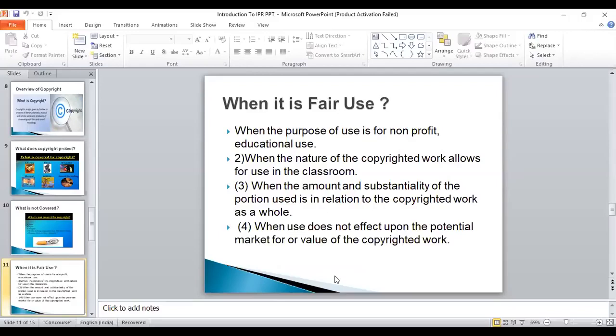What is fair use? What does fair use actually mean? Fair use means a good use, a good intention, so when it would not amount to copyright infringement. Generally, let us have a look. When the purpose of use is for non-profit educational use, when the nature of the copyrighted work allows for the use in the classroom, when the amount and substantiality of the portion used is reasonable in relation to the copyrighted work as a whole, and when the use does not affect the potential market for or value of the copyrighted work.